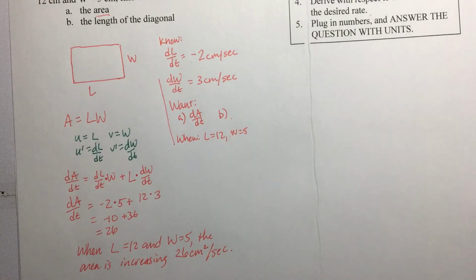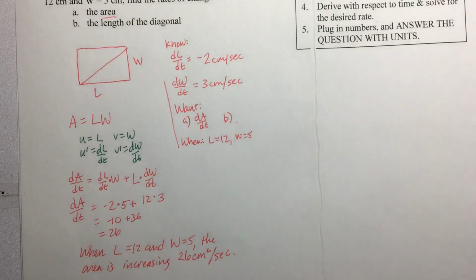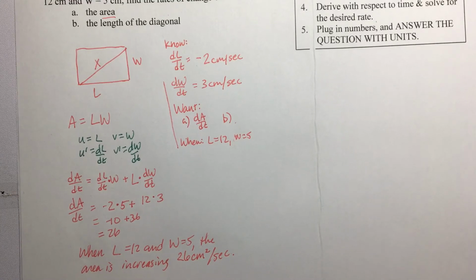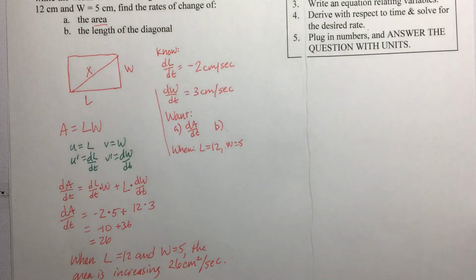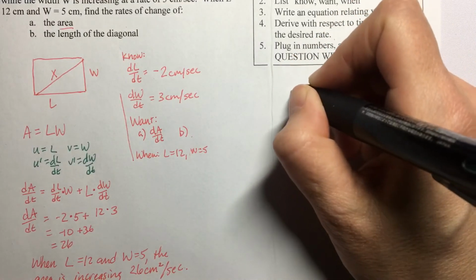Part B, looking at the length of the diagonal. So going back to my drawing, I'm going to draw my diagonal here, and we need to give this a variable. I'm just going to call it x. Again, I don't want to call it d because dt just sounds a little too much like pesticide. Not going to have that. So do we know anything that relates those three variables? Of course we do. We have the Pythagorean Theorem.